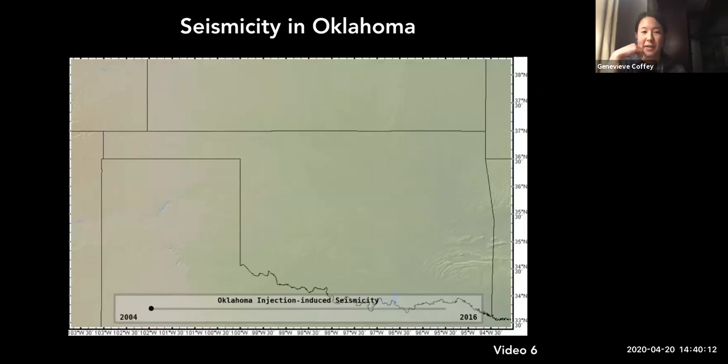So I'm going to play this video and you can kind of see how that evolves through time. And this is a little different to the videos we saw before. The color no longer means depth. All of our earthquakes are really shallow, like around 5 kilometers deep. But the size again corresponds to the earthquake size.